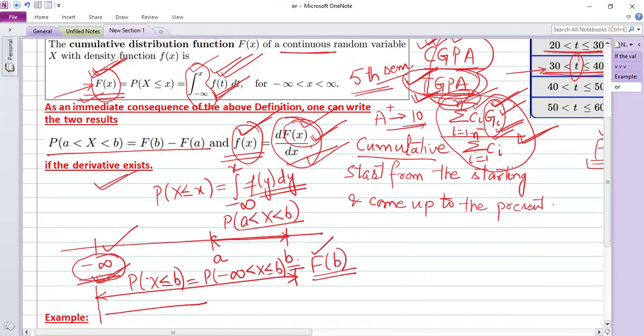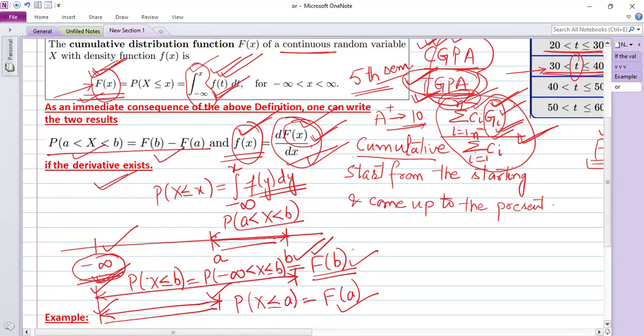Then I will calculate this much probability, which is up to a. This is nothing but the probability that x takes all values up to a. Obviously, this is F at a. Now, if I subtract, one can very well see that F(b) minus F(a), the total probability up to b minus the probability up to a, will be nothing but this probability. So this explains this result.